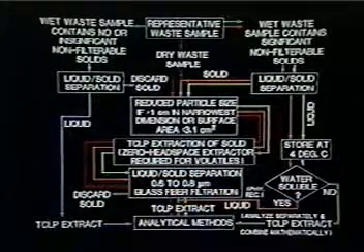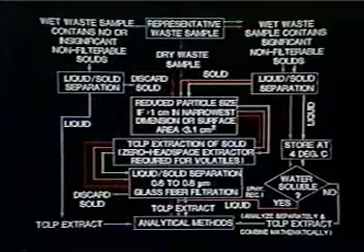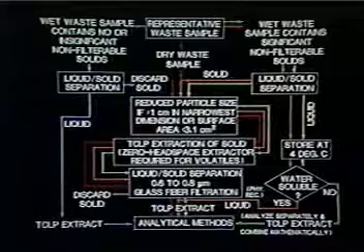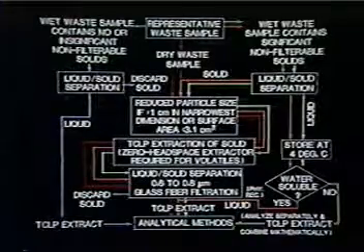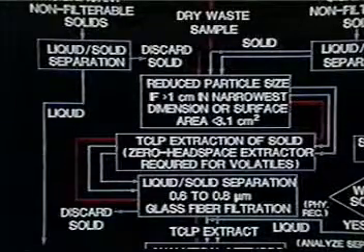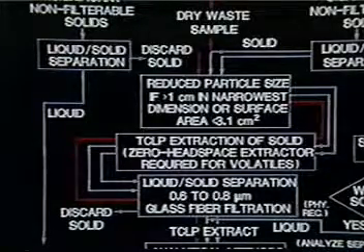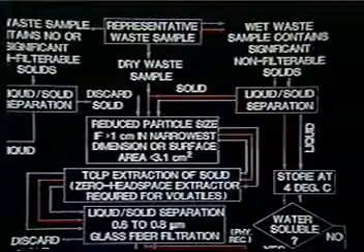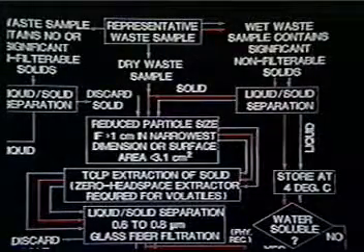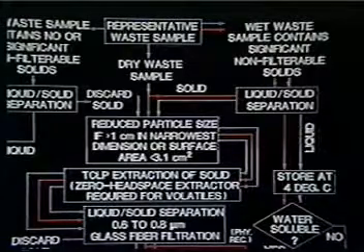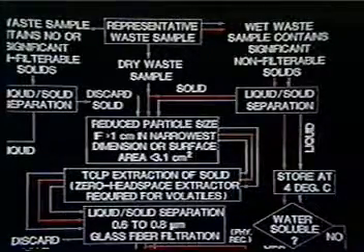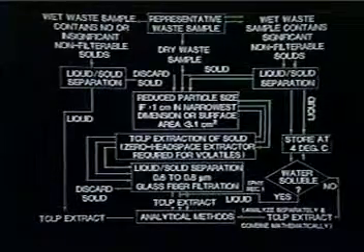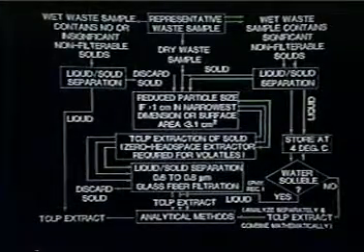Referring again to the TCLP flowchart, each of our samples now has a clearly marked path to follow. We will review the examples to show how to proceed for each of them. Waste A was 100% solids, so it will not require initial filtration, but it will undergo extraction. Waste B was 50% solids, so it will need to undergo both initial filtration and extraction. Waste C was mostly liquid, but contained enough solid material to require extraction as well.